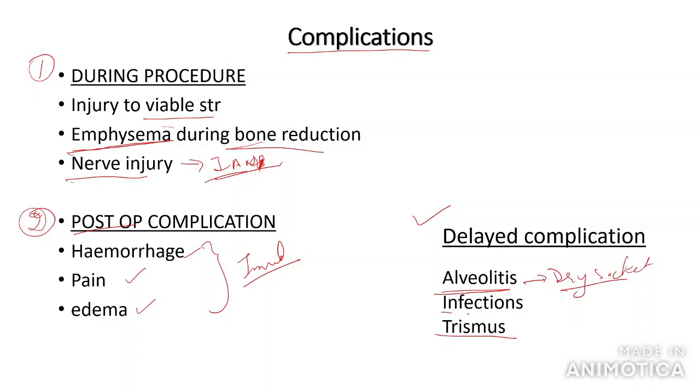And apart from that, the patient can also develop any kind of infection. Infection generally occurs when the patient has uncontrolled diabetes. So that is one reason that we should always have a look at the patient's sugar level before we proceed with any kind of surgery, let it be a simple exodontia also, right? So I think this will be it for today's lecture.